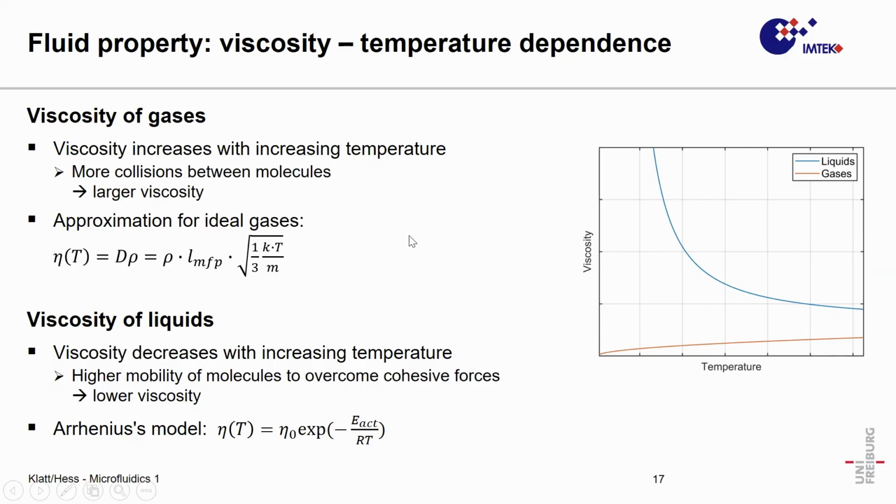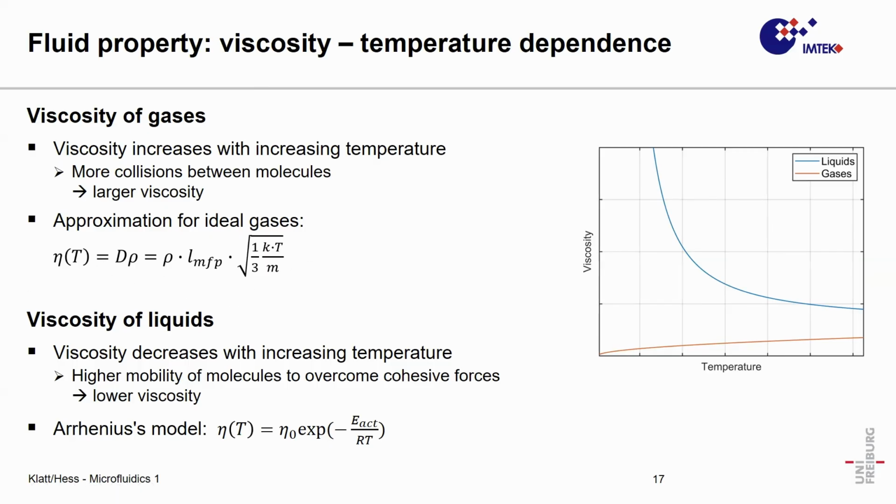The behavior is qualitatively plotted on the right-hand side. As you can see, for gases, the viscosity increases with increasing temperature. This can be explained by the fact that with higher temperature, there are more collisions between the individual molecules that make up the gas. This leads to a larger viscosity. The temperature dependence of the viscosity of gases can be modeled with this expression.